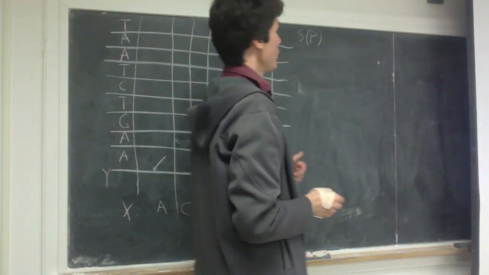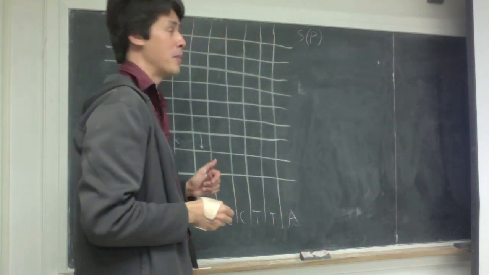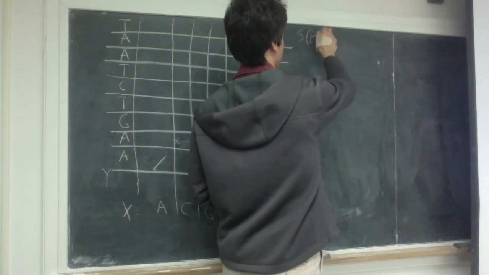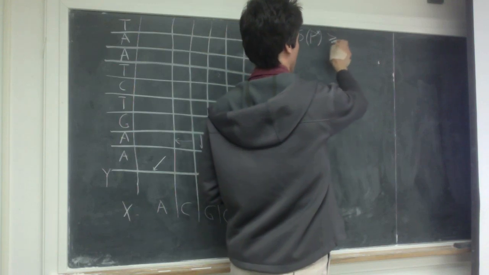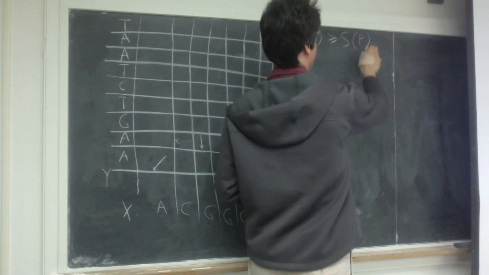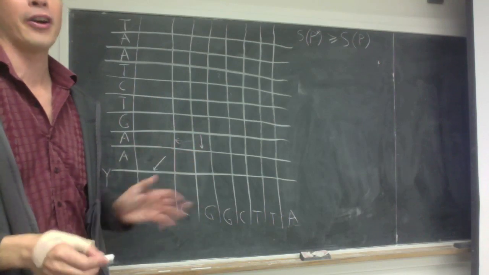Then we would define a globally optimal alignment as being a path that I'll call P star, whose score is greater than or equal to the score of any other path P. Okay? So that means there's no other path that scores better than P star.